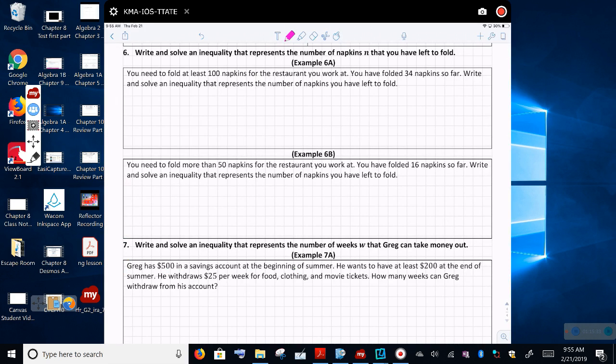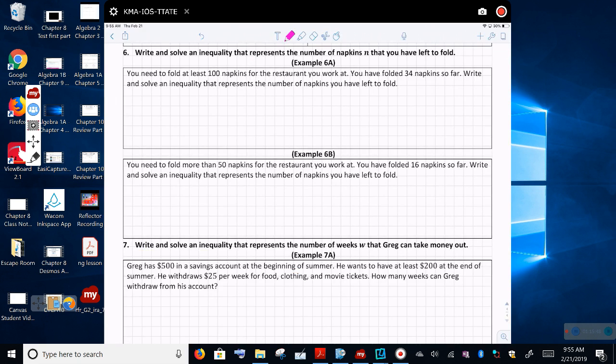Okay, so 6 and 7. It's a word problem. You will get 2 word problems, but the hardest part is just setting it up, and then the solving part is going to be as easy as some of these you did already.